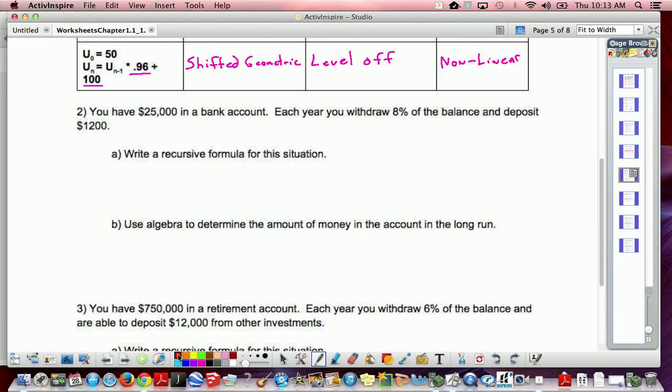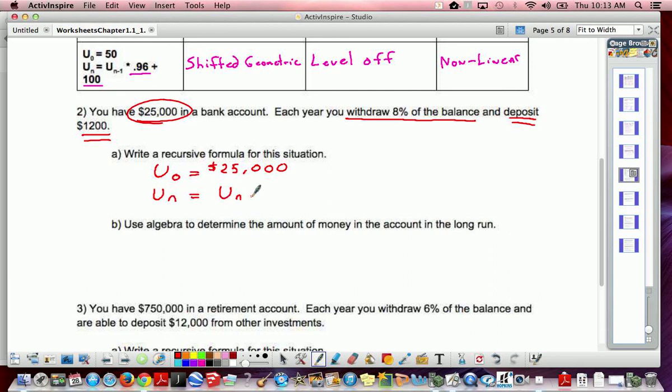Notice how you are doing two things. You withdraw 8% of the balance and you deposit $1,200. So with our recursive definition, there's going to be two parts to that second piece. However, we always start with our starting value. So we initially deposited $25,000 into the account.